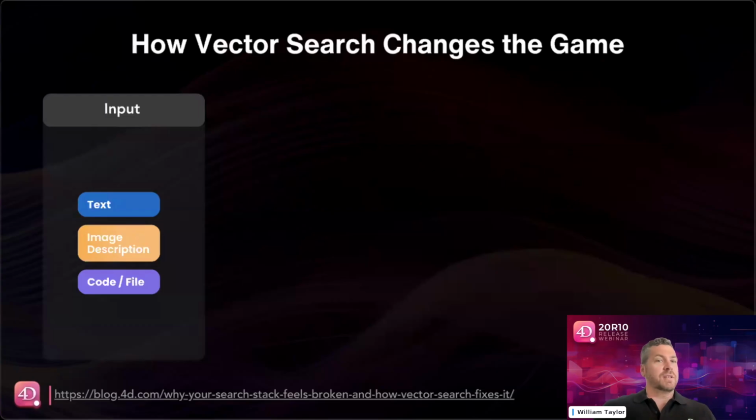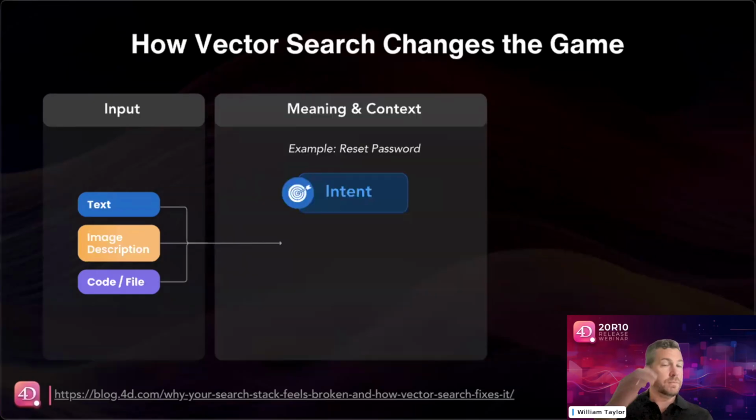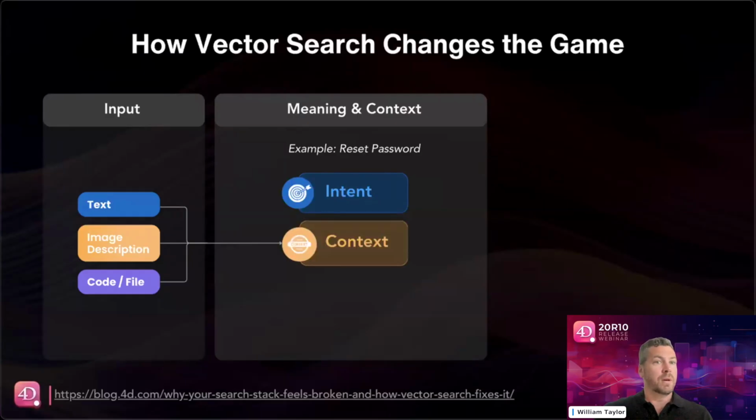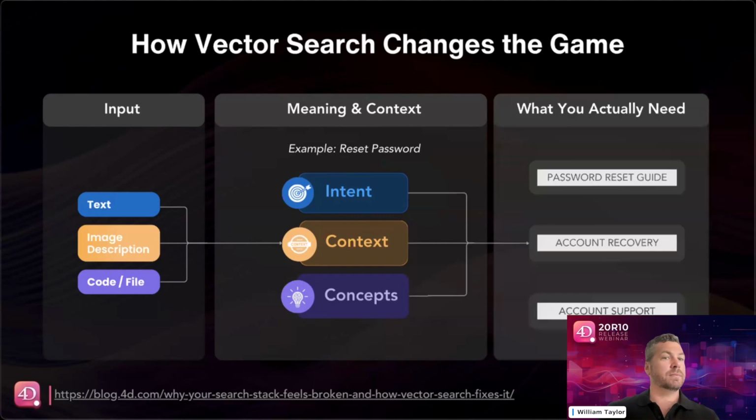And what we need is search that understands meaning. That's where vector search comes in. It doesn't rely on exact matches. You can give it text, an image description, or even a code snippet or a file, and it all works. It captures your intent, what you're trying to do, the context, how and where you're asking, and the concepts, the underlying ideas behind your words. So whether it's a password reset guide, account recovery, or just support, you can get there without needing the perfect words.